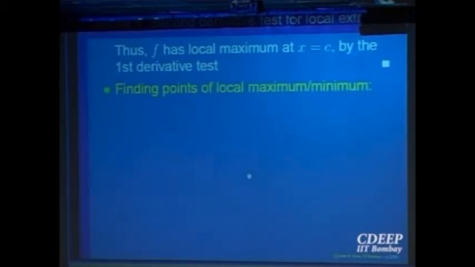So let us just recall what we have gotten: 3 tests. One is the continuity test, other is the first derivative test, and the third is the second derivative test. The continuity test says that the function should be continuous at that point, increasing on the left, decreasing on the right, then there is a local maximum at that point.